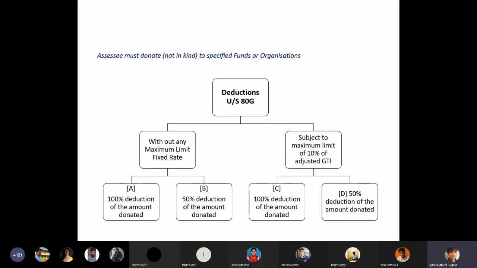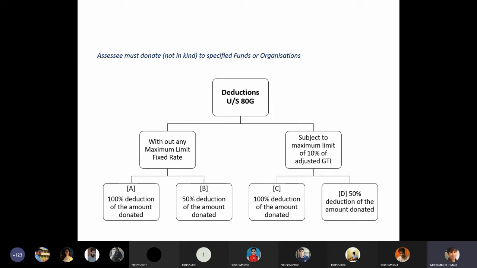Section 80G says an assessee can claim deduction under section 80G if he contributes or donates to specified funds or organizations. And the donation has to be in cash. It can't be in kind. This is the section that promotes social welfare by allowing people to take part in some of the welfare activities. So if you give donation or contribute some money to certain notified funds and also certain organizations, you can claim deduction.